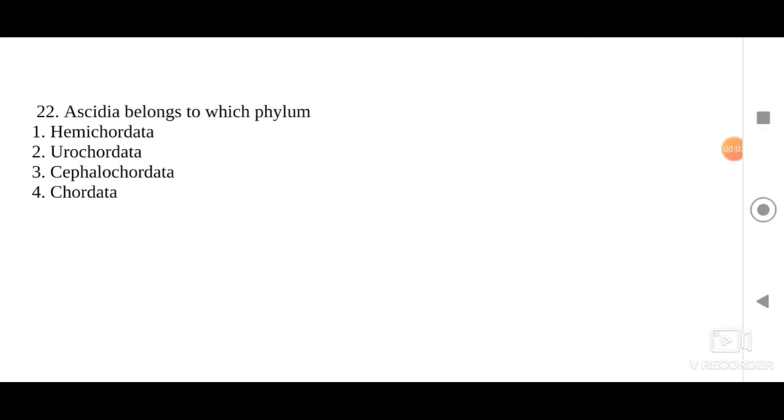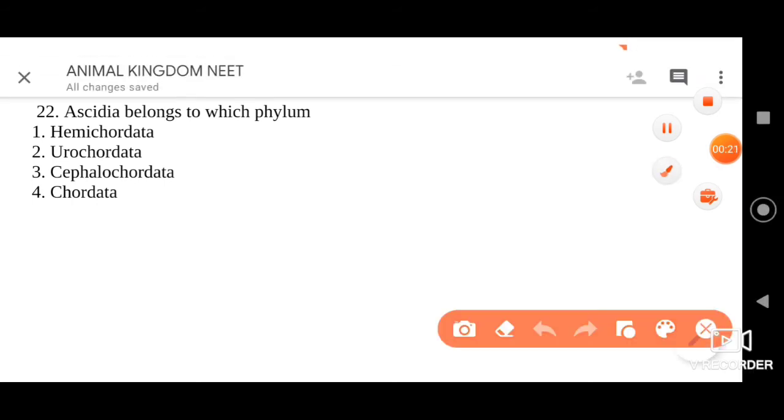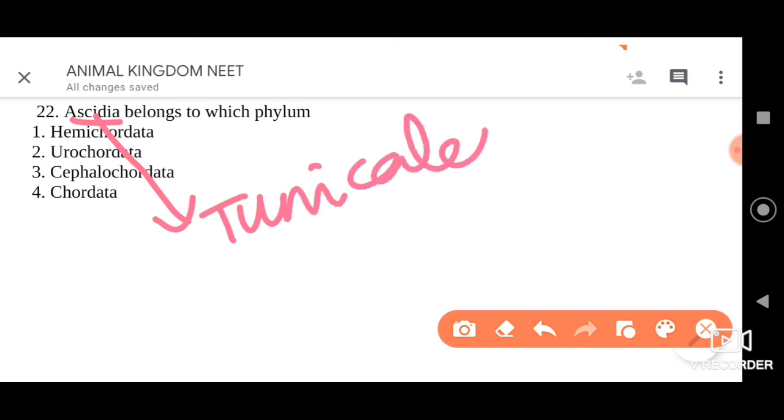Ascidia belongs to which phylum? Four options have been given. Option 1 we have here is Hemichordata, followed by Urochordata, Cephalochordata, and the last option as Chordata. Let us firstly understand, dear students, that Ascidia belongs to the group of tunicates.